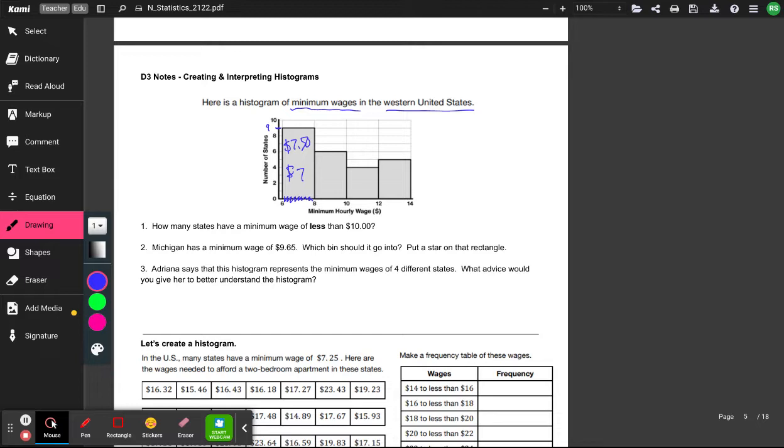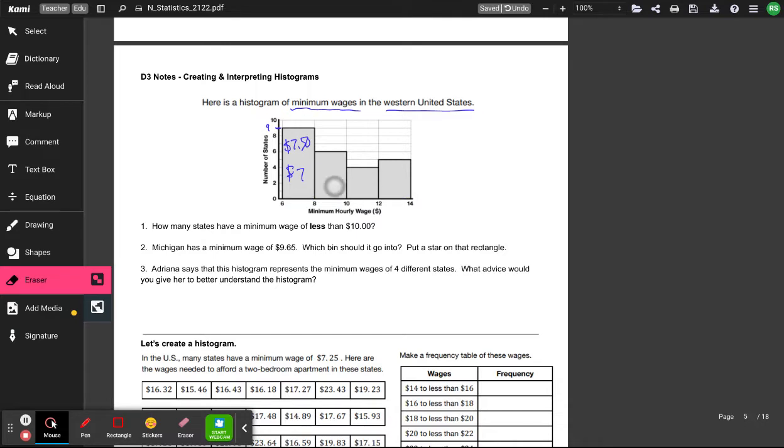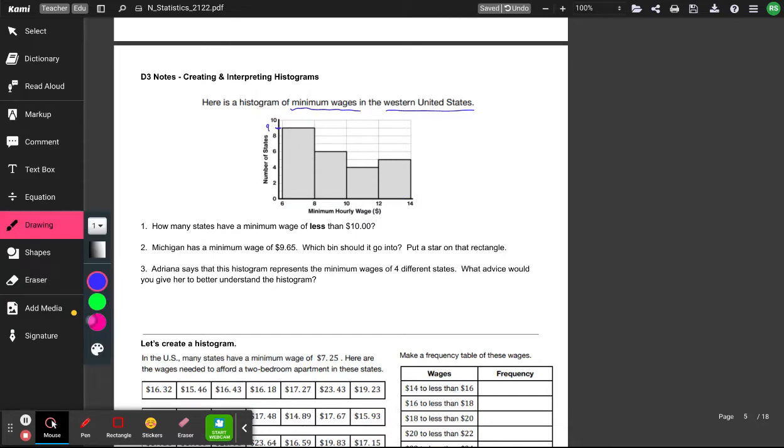So they're bar charts, but they cover multiple values. You'll notice from 6 to 8, 8 to 10, 10 to 12, and then the values that fit between 12 and 14. So that's what makes it different than the dot plots that we were looking at the other day.